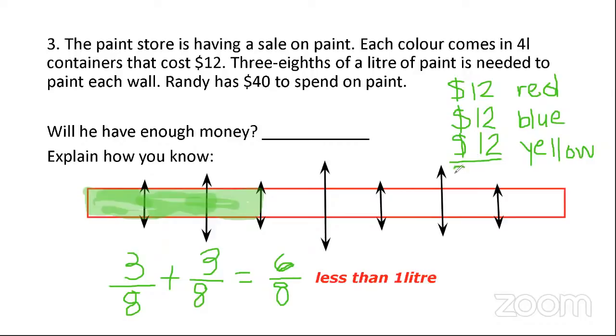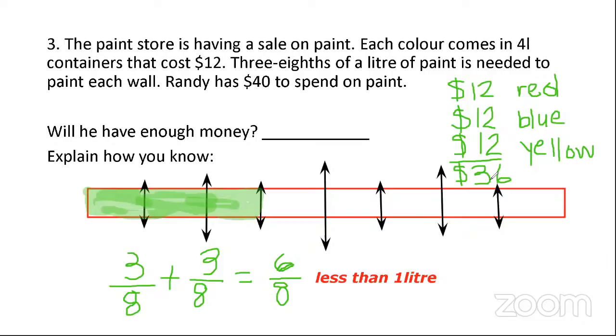And will he be able to afford to spend the $36 on paint with the money he has? All right, so I'm seeing a person saying he's going to have $4 left over. Right, so he can afford to spend $36 because it's $40 he has to spend. So he can afford to spend $36, and of course he will have $4 left over.